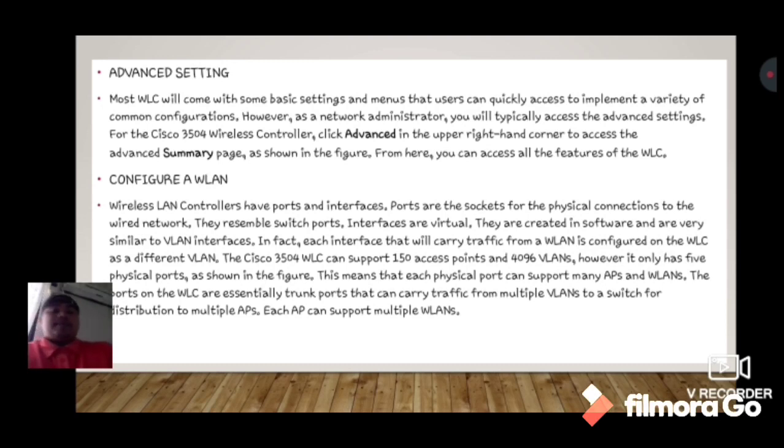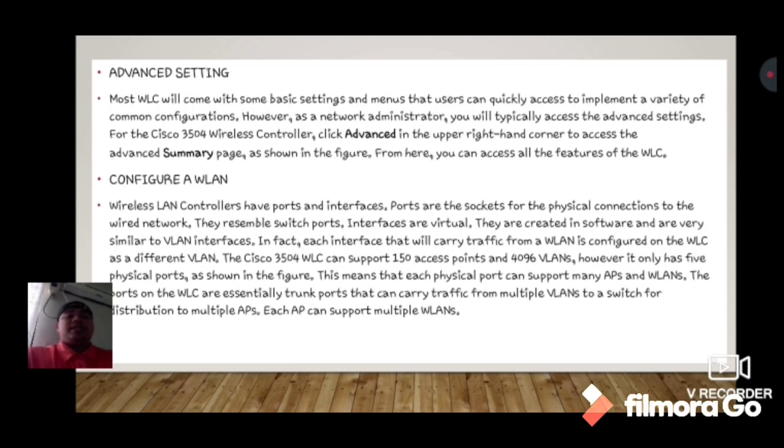Configure a WLAN. Wireless LAN controllers have ports and interfaces. Ports are the sockets for the physical connections to the wired network. They resemble switch ports. Interfaces are virtual. They are created in software and are very similar to VLAN interfaces. In fact, each interface will carry traffic from a WLAN that is configured on the WLC as a different VLAN.